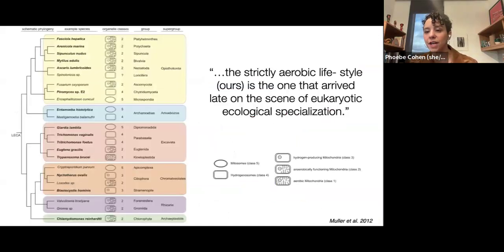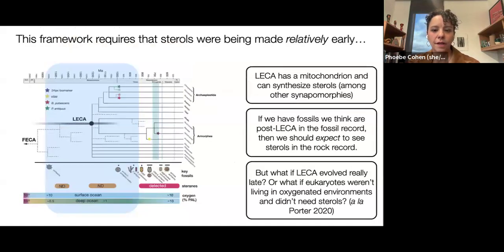And there's lots of evidence from modern understanding of eukaryotes that would support this idea. This is a great quote from a Mueller paper that says the strictly aerobic lifestyle is one that arrived late on the scene of eukaryotic ecological specialization. And this figure is just showing the vast diversity of organelles in microeukaryotes in the modern world that are not necessarily anaerobic.